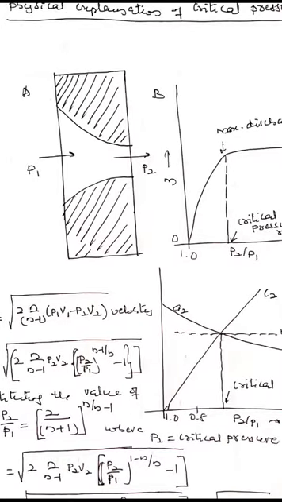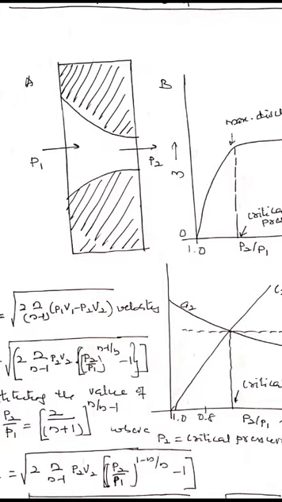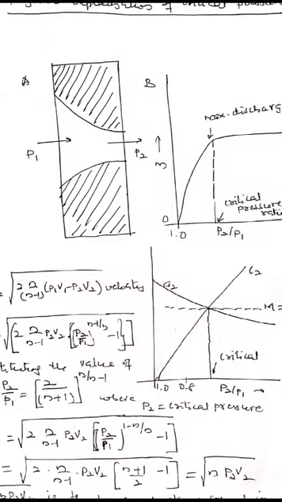Now consider two vessels A and B. A contains steam at pressure P1, B contains steam at pressure P2. The two vessels are joined by a diaphragm containing a convergent nozzle, as shown in the figure. Initially, let us assume that pressure P2 in vessel B is equal to pressure P1 in vessel A. Then there will be no flow of steam through the nozzle.